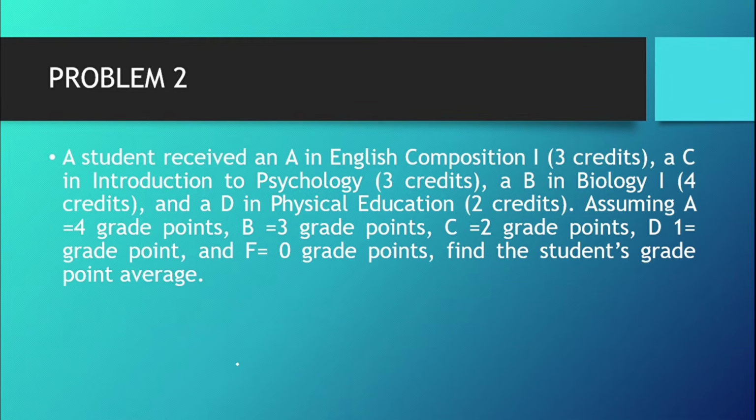Let's proceed with problem number 2. A student received an A in English composition, a C in Introduction to Psychology, 3 credits, a B in Biology, 4 credits, and a D in Physical Education. Assuming A is 4 grade points, B is 3 grade points, C is 2 grade points, D is 1 grade point, and F is 0 grade points. Find the student's grade point average.